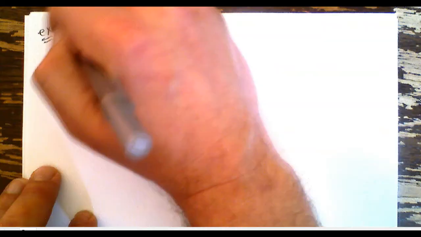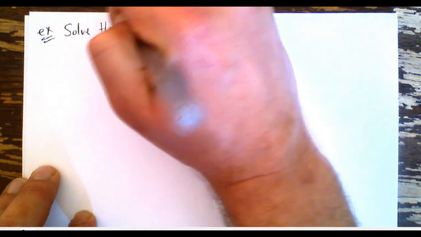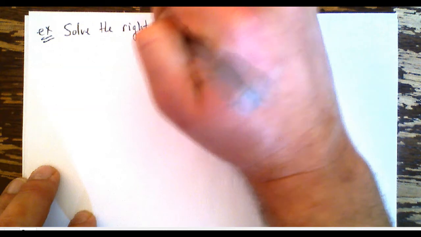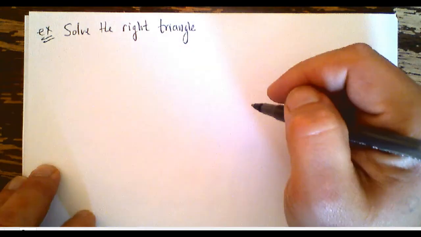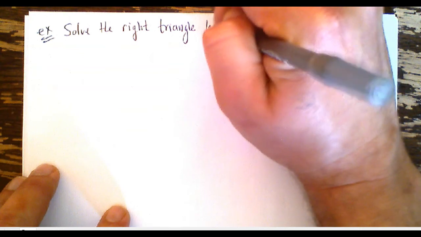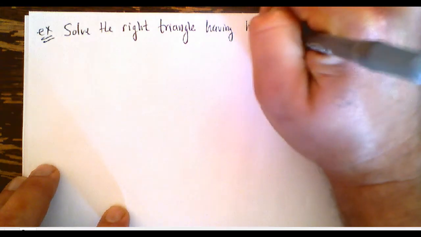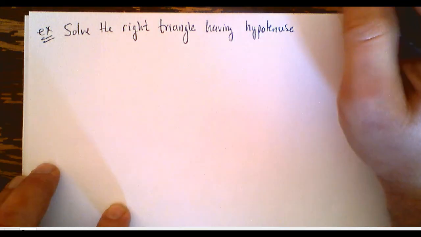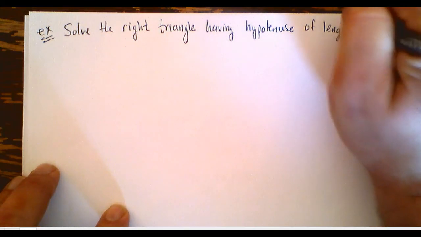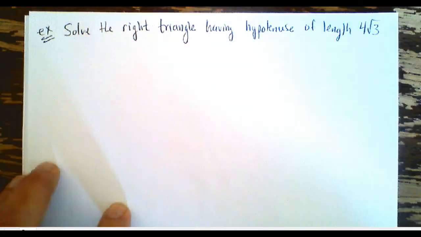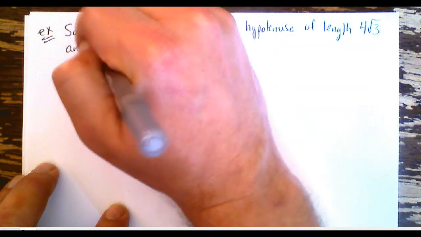All right, let's do one more of those. Solve the right triangle having hypotenuse of length 4 square root 3 and one angle of 60 degrees.